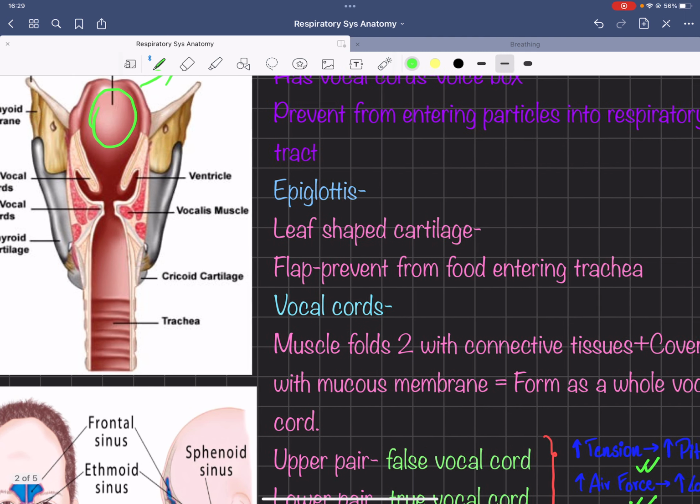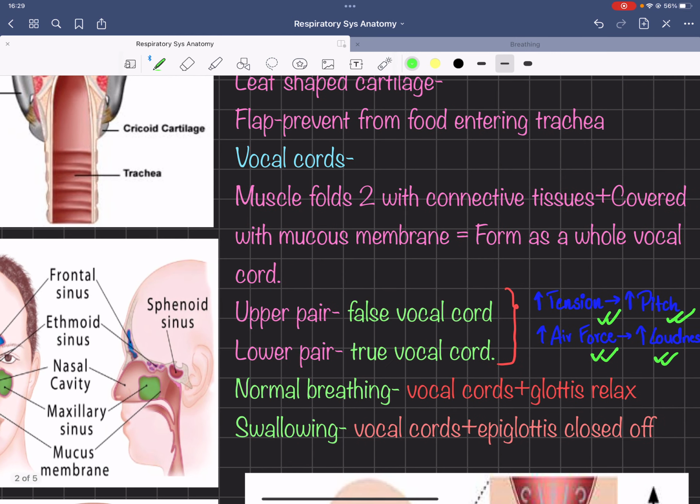Both vocal cords work in alignment with one another to produce different pitches of sound. For instance, whenever we are producing a high pitch voice, that is a shrill kind of voice, then we have higher tension in our vocal cords. However, if we want to produce a loud voice, meaning we want to speak loudly, then the air force increases, which helps to increase the loudness of our voice in the vocal cords.